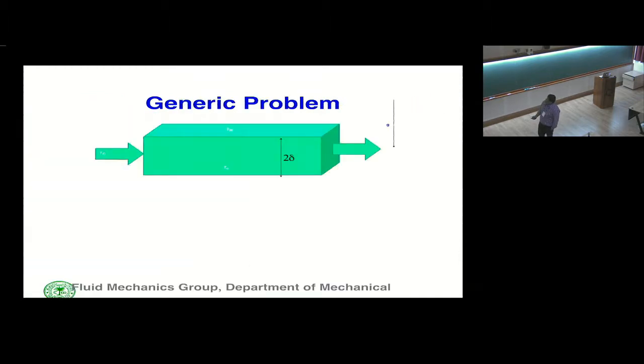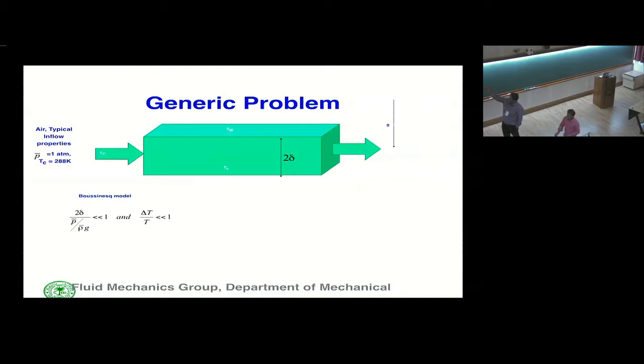So what is the generic problem? You have a top plate which is at the hot temperature, and the bottom plate which is at the cold temperature. Air typically at 298 Kelvin or 23 degrees centigrade, or whatever you can put as the reference mark, flows into the system, and the top wall is heated.